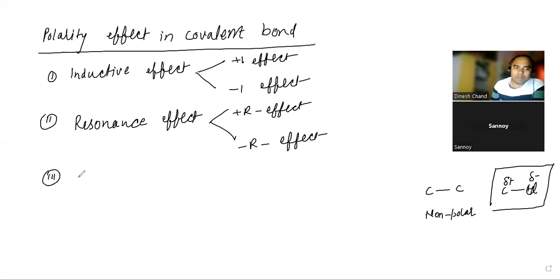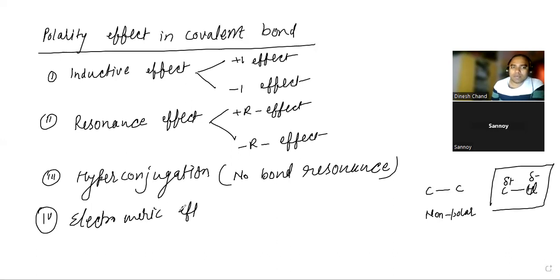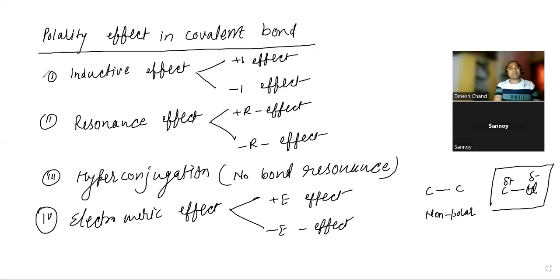The third one is hyperconjugation. Hyperconjugation is also called no bond resonance. The last one is the electromeric effect, which is plus E effect and minus E effect. So these are the methods by which we can produce polarity in the covalent bond.